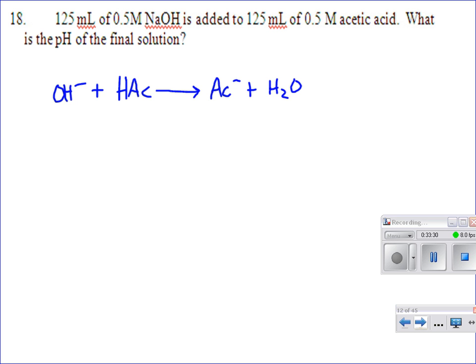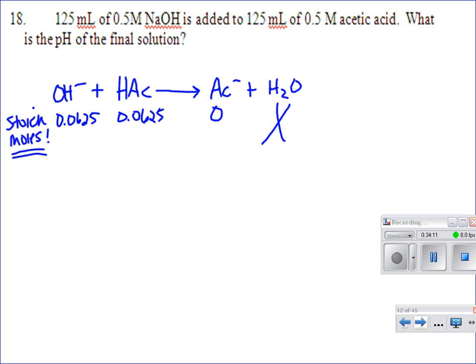Water and AC minus. Okay, since this is a stoichiometry table, we have to be in moles. Got to be in moles to figure out who's going to be left over at the end of the war. So to find moles, starting with the sodium hydroxide, 0.125 times 0.5 is 0.0625. And then HAC, we've got 0.15 times. Same thing, right? So we get 0.0625. 0, and who cares about water?